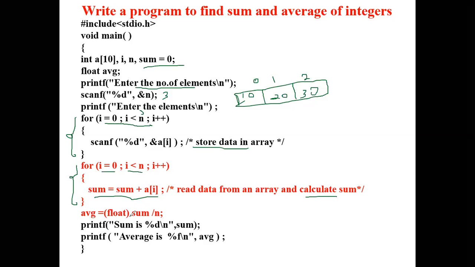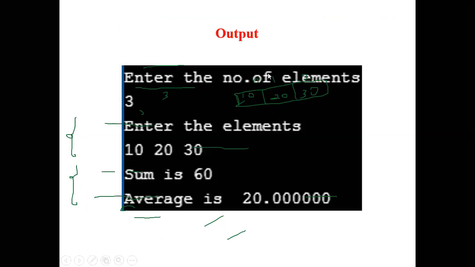Next, for calculating average, we are using sum divided by n, which will be converted into float. Okay, then display the sum value and average value. So this is a sample output. Sum is equal to 60, average is 20.0 since it is converted into float.